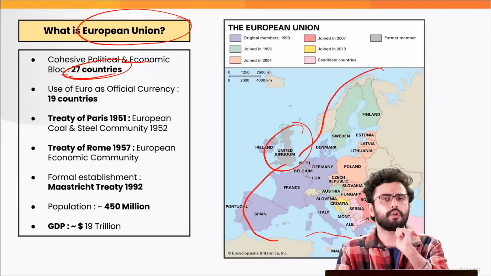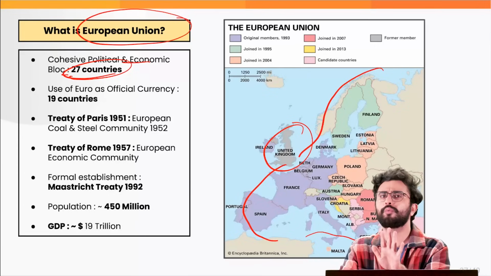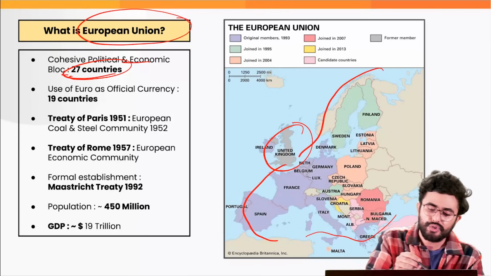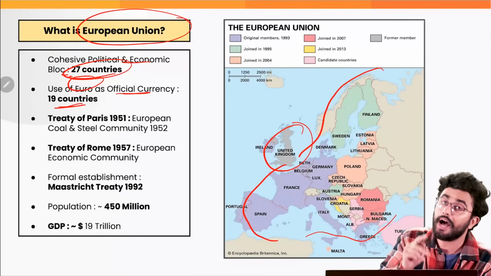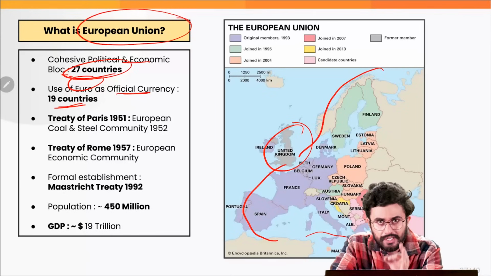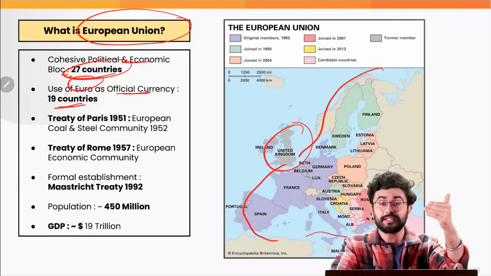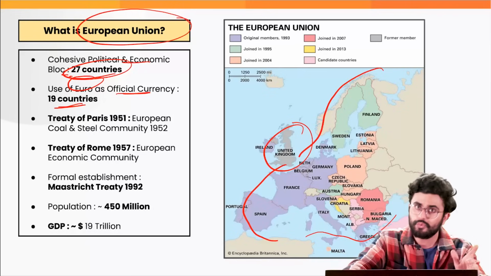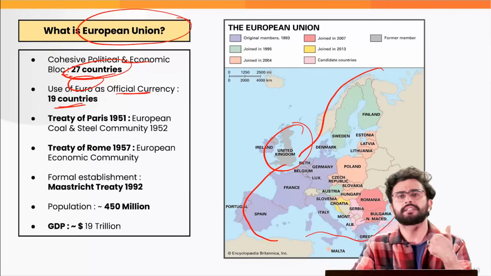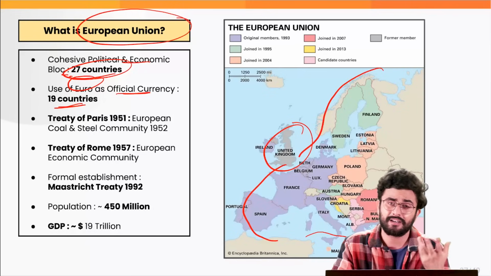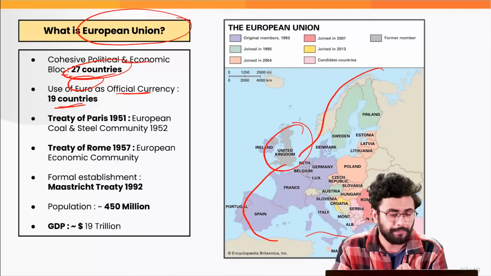So, a question to all of you: do all these European Union countries use the euro as their official currency? The answer is no. The euro is used as the official currency by only 19 countries. There are still 8 countries which do not use the euro as their official currency, such as Romania, Poland, Hungary, Denmark, etc.